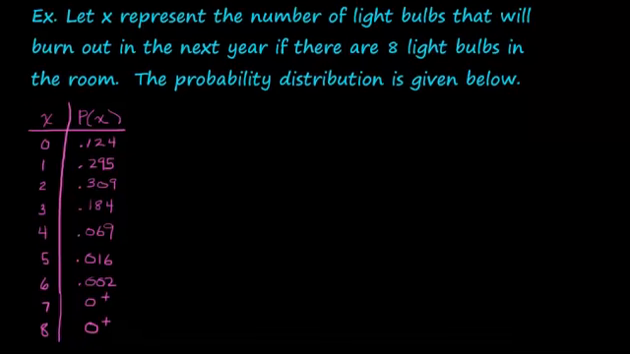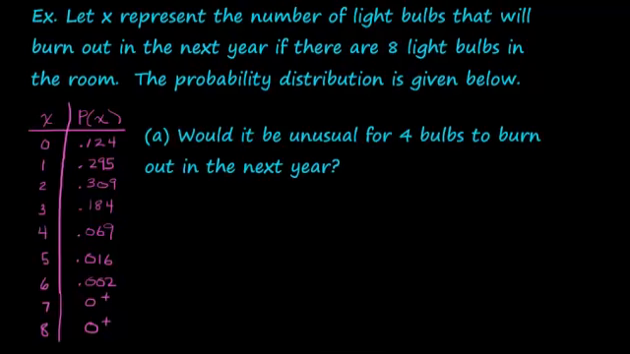So we can see for 8 light bulbs, all our possible values of the random variable are listed here as 0 through 8. That's the number of light bulbs that could burn out during the next year. And next to each one is the probability that that outcome would occur. Okay, so we might be asked the question, given this information, would it be unusual for 4 bulbs to burn out in the next year?